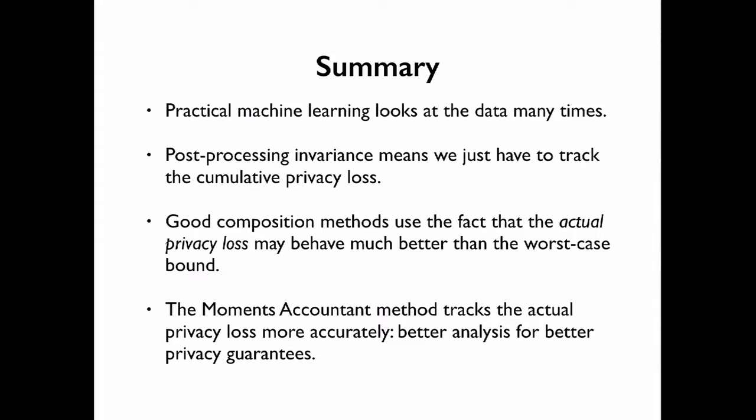Good composition: we talked about some naive composition methods, but there are better composition methods which use the fact that the actual privacy loss might behave much better than the worst case bound that we have seen before. And I talked about a new method, the moments accountant, for tracking the actual privacy loss more accurately than the naive and also the other composition theorems, and showed that it could lead to better privacy guarantees and better privacy accuracy trade-offs. Okay?